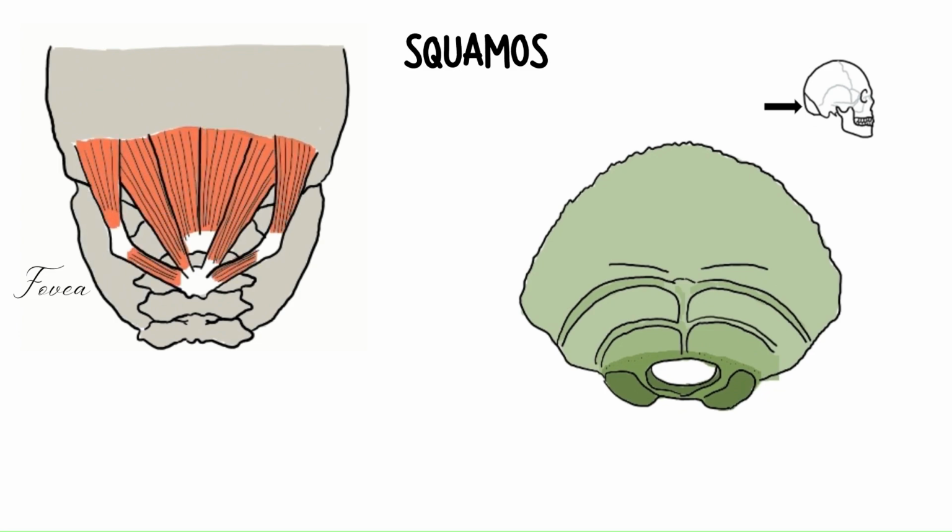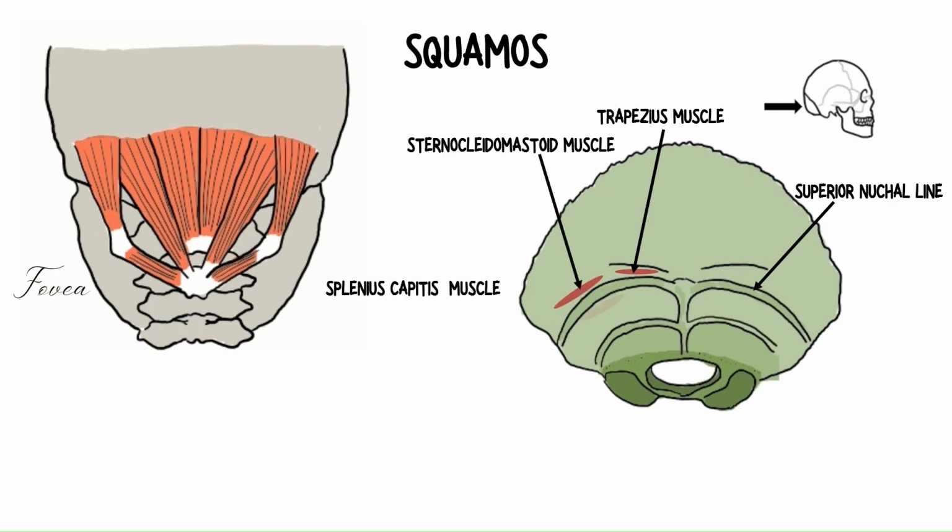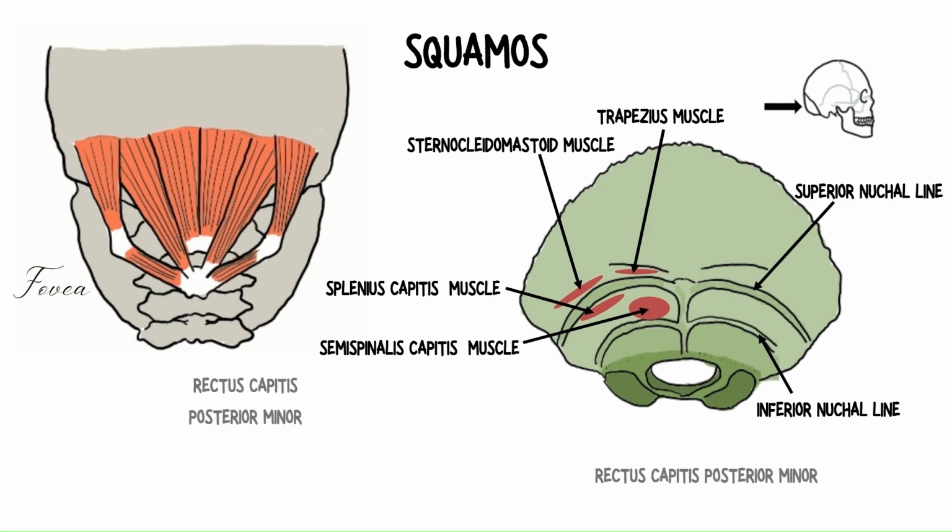The superior nuchal line runs slightly inferior. It provides origin to the trapezius, sternocleidomastoid, and splenius capitis muscles. The inferior nuchal line runs further inferiorly. It is the point of insertion of the semispinalis capitis muscle. Rectus capitis posterior minor muscles arise from the posterior tubercle of the posterior arch of the atlas and insert into the occipital bone inferior to the inferior nuchal line and lateral to the midline. Rectus capitis posterior minor muscles are the only muscles that attach to the posterior arch of the atlas.